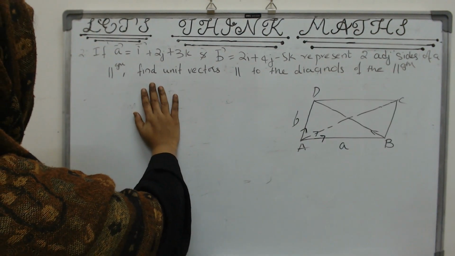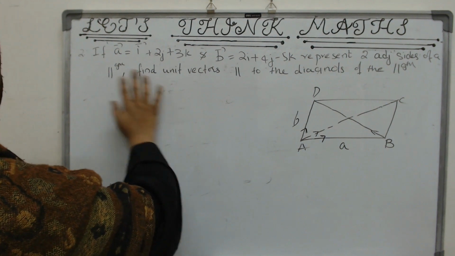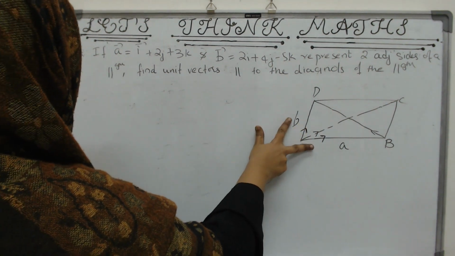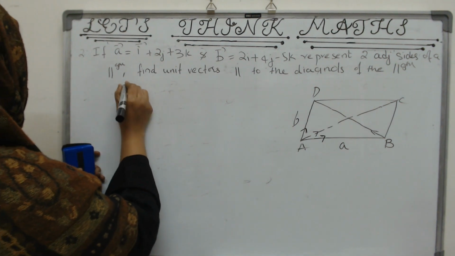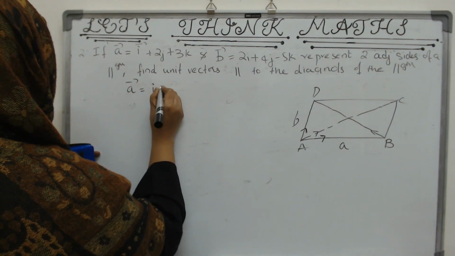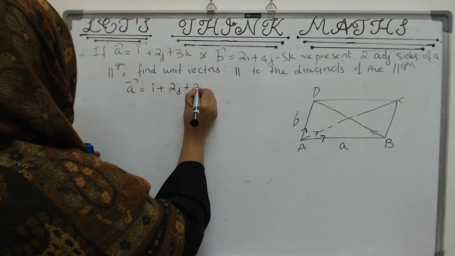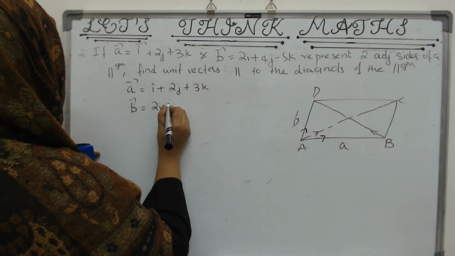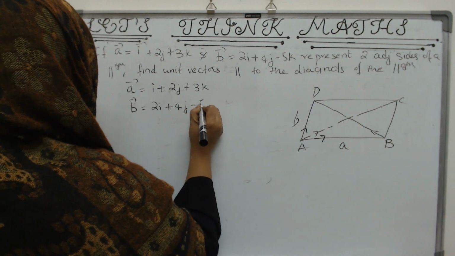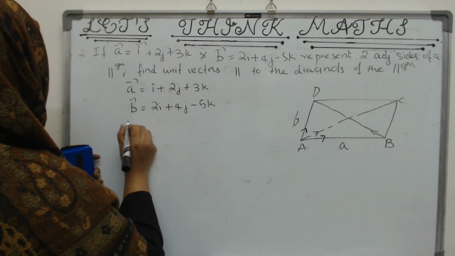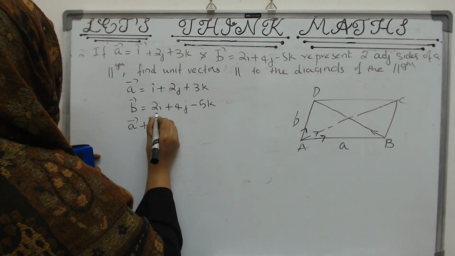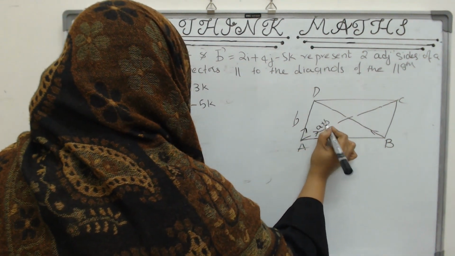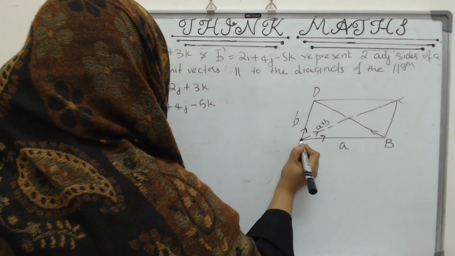So what is given here? You have a parallelogram and two adjacent sides A and B are given. A is given by i plus 2j plus 3k, and B is given as 2i plus 4j minus 5k. And what are the diagonals? One diagonal will be A plus B. See, they all have the same initial point.